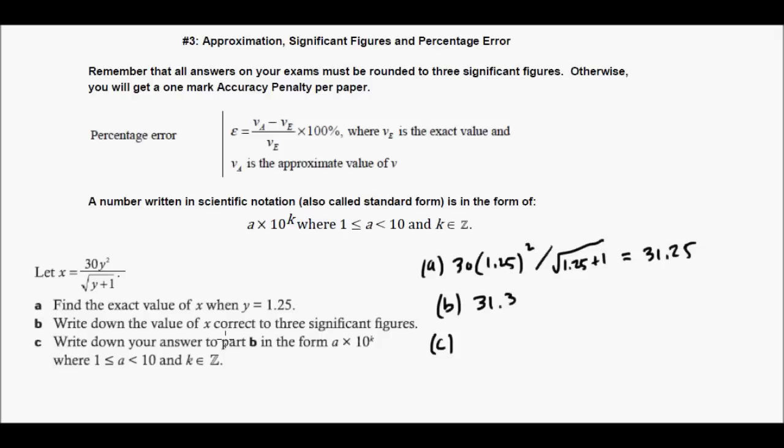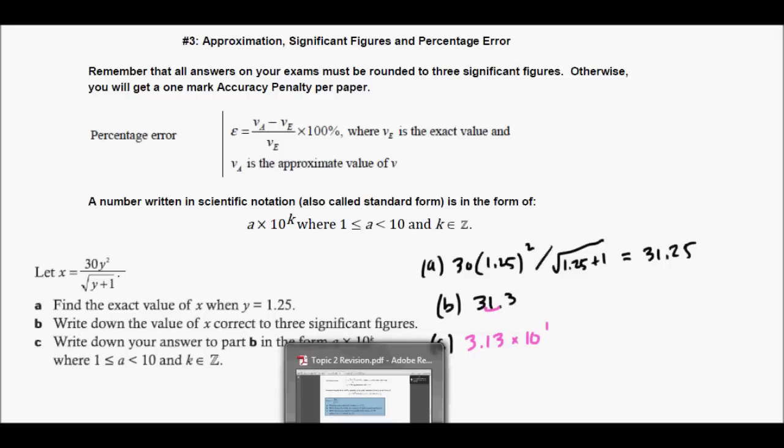Okay, well, what you need to do there is you just move this over once, and you get 3.13 times 10 to the first power. Now, if you don't know how to do scientific notation, it's too late to learn it.